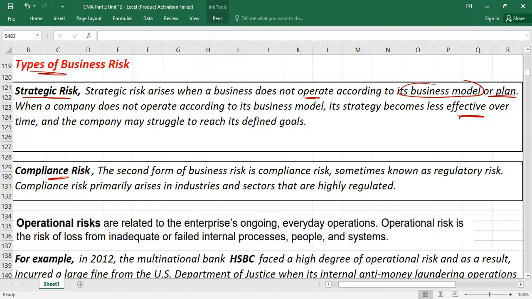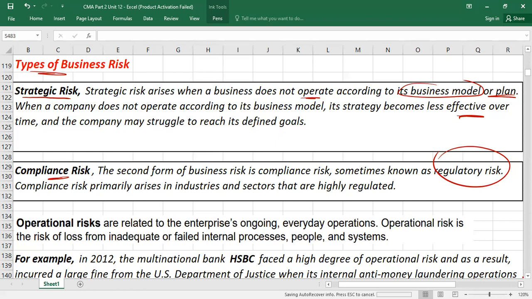It is also known as regulatory risk, because you may not follow laws and regulations, right or wrong. And this risk is very high usually in sectors that are highly regulated, for example the banking sector, right? So this risk is more in the banking sector as compared to, for example, the service industry. And compliance risk is also very important for audit firms, right or wrong. You have to follow laws and regulations, accounting standards, auditing standards, right? So this is what is called compliance risk. This is the second type of business risk.